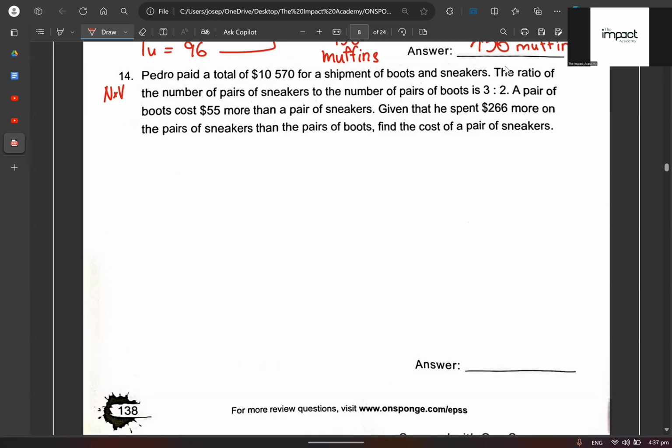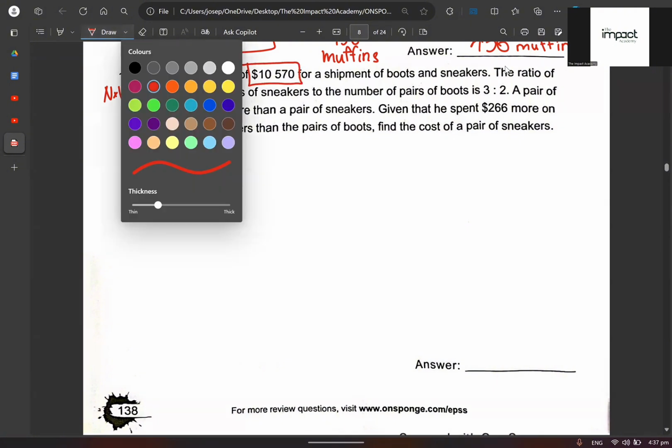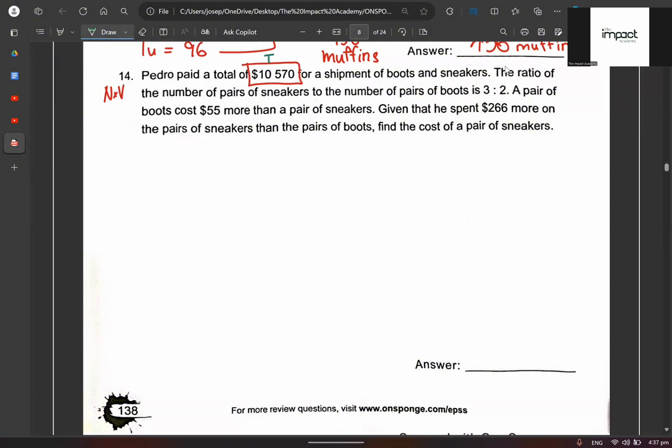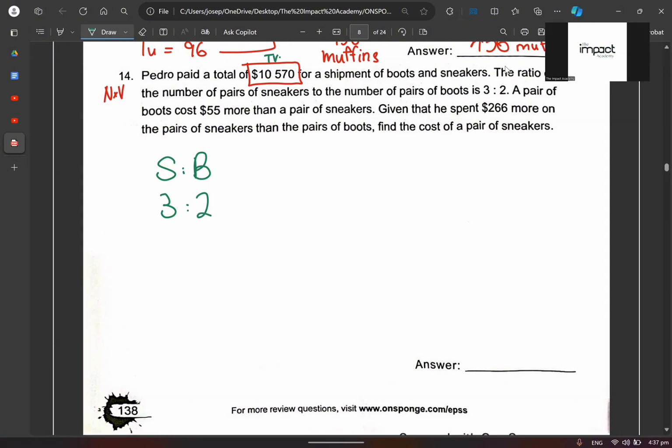So this 10,570 is basically what I call my total value. Am I making sense? Well, the ratio of the pairs of sneakers to the pairs of boots is 3:2. Make sense? So I have 3 groups of sneakers and 2 groups of boots. It doesn't mean that I have 3 sneakers and 2 boots. You get what I'm trying to say? Okay. And then they move on to tell you that the pair of boots costs $55.